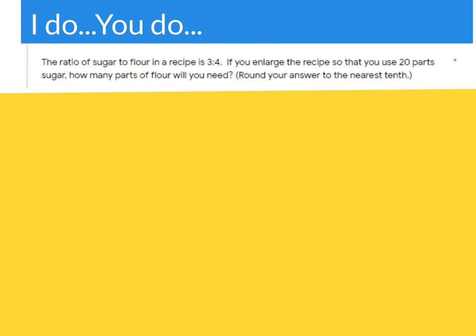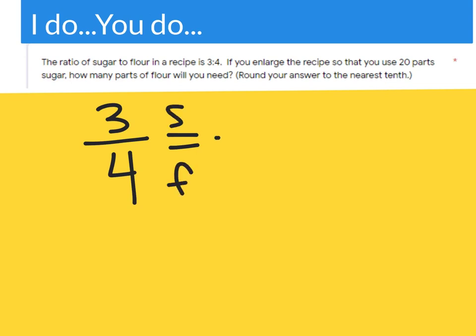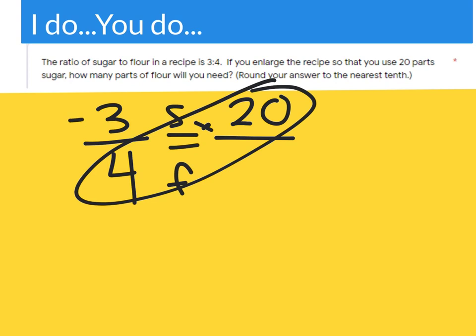The ratio of sugar to flour in a recipe is 3 to 4. I'm going to go ahead and write that as a ratio up and down. And I have to make sure I use my labels correctly. So the ratio of sugar to flour, so 3 is the sugar and 4 is the flour. If you enlarge the recipe so that you need 20 parts sugar, notice I put it up there with the S because that's 20 parts sugar, how many parts of flour will you need? Well, once again, you're ready to multiply the diagonals, divide by the other one. When you do this, you get 26.6 repeating.